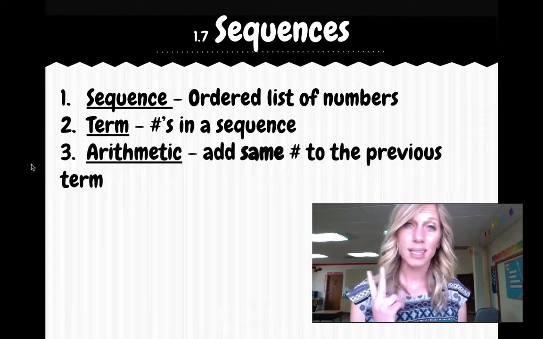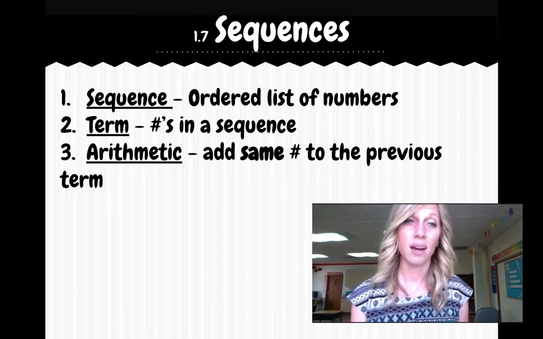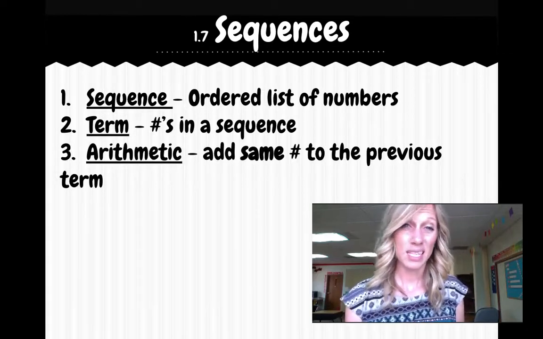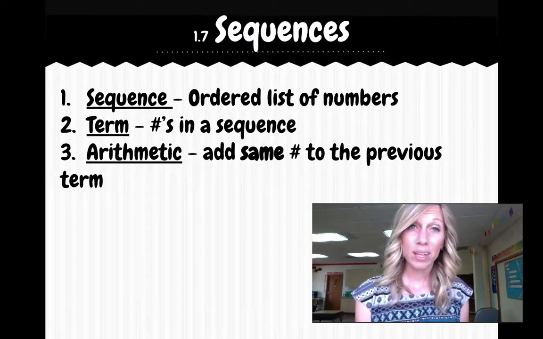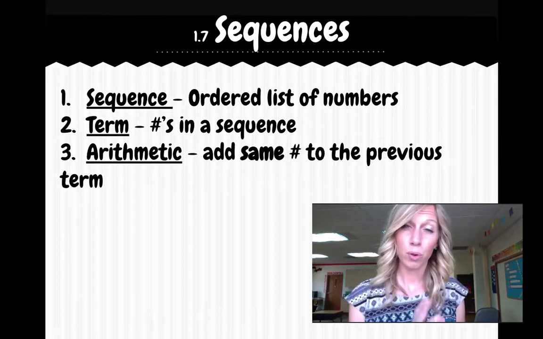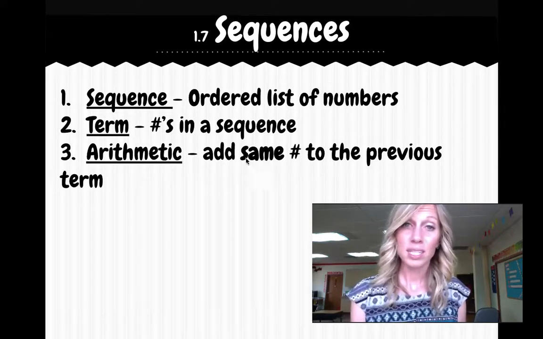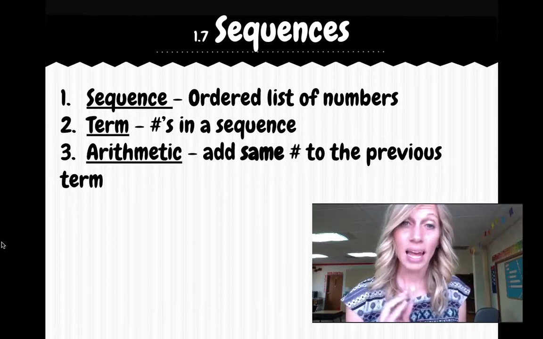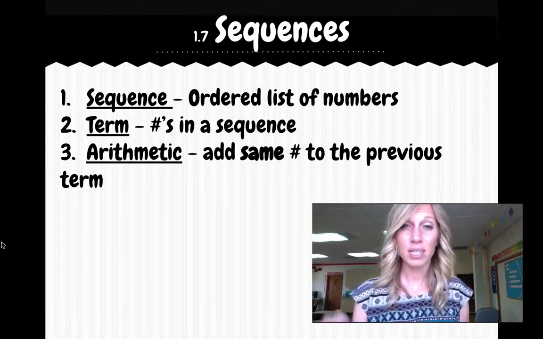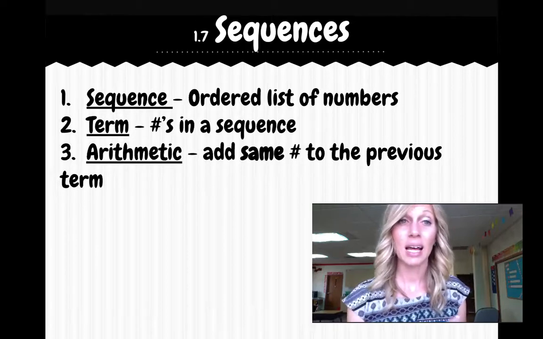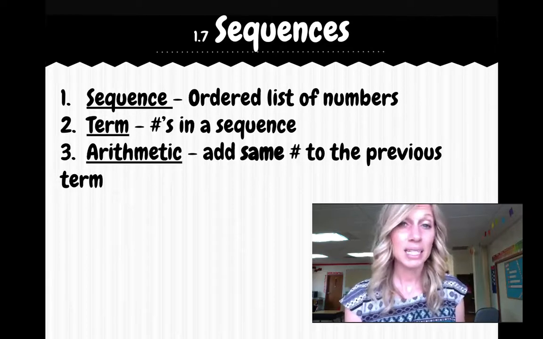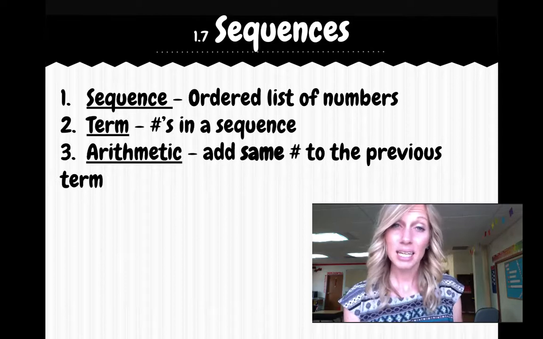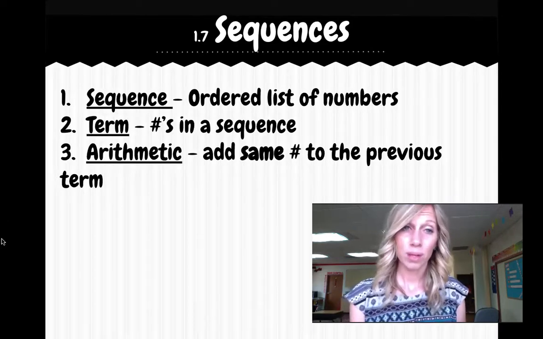And there are two different types of sequences that we are mainly going to be focusing on today. The first one is called arithmetic. Arithmetic is an old-fashioned word meaning to add. So if we have an arithmetic sequence, we are adding the same number to the previous term, or the previous number. But the important word to notice in there is the word the same. I have to be adding the same number every single time in order to make it a sequence. If I'm adding a different number every time, then I don't have a sequence because it has to be the same. But anytime you are adding the same number, it's an arithmetic sequence.